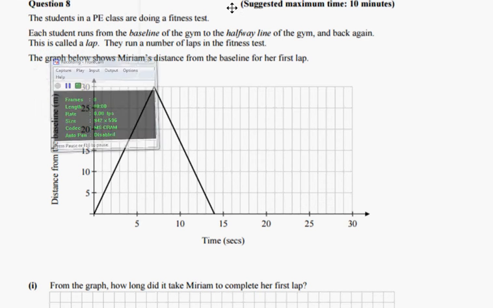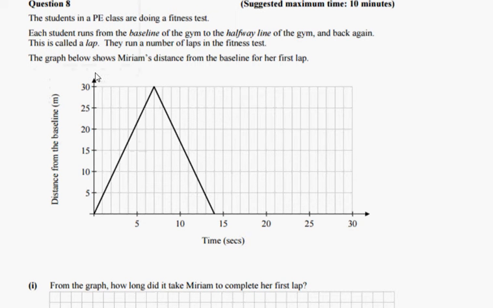Ready? So look at this. The students in a PE class are doing a fitness test. Each student runs from a baseline in the gym to the halfway point of the hall. Okay? To the halfway point of the hall. So look, what they're doing is they're running up and down. Do you understand? So what they do is they go up.